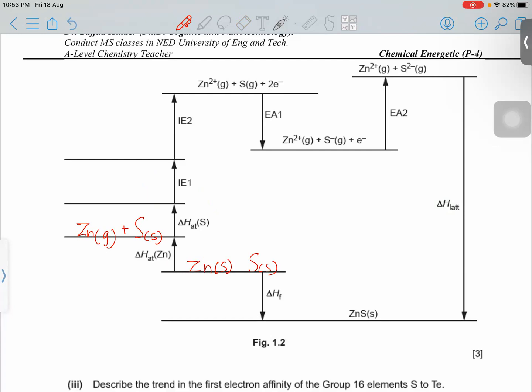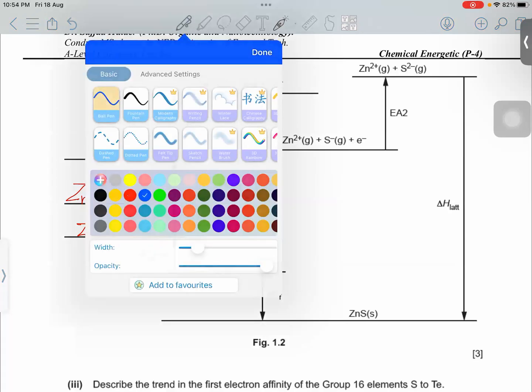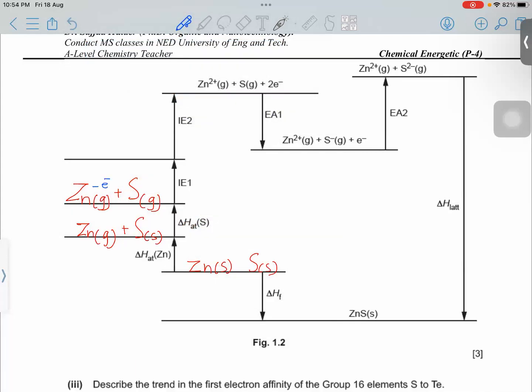Then we atomize sulfur. So here zinc remains gaseous and here we have sulfur gaseous. Then one electron is removed from zinc, then zinc plus 2 is formed. Plus 2 or plus 1? Plus 1, sir. Plus 1 is formed. Sulfur gaseous remains.